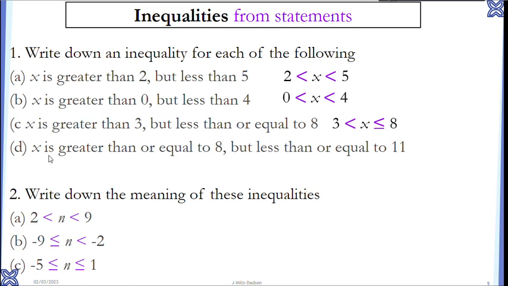Last one. If you check carefully, there's equal on both sides. So which means all the symbols should have the equal sign attached to them. The smaller number is 8, the bigger number is 11. You put the X in the middle and make sure you have your equal sign attached to them.